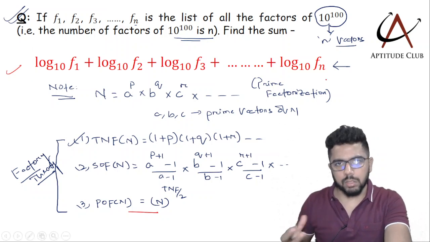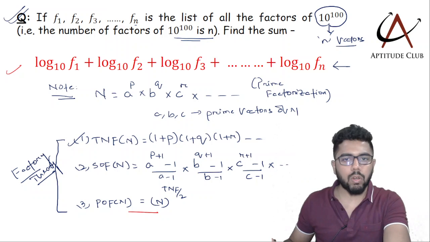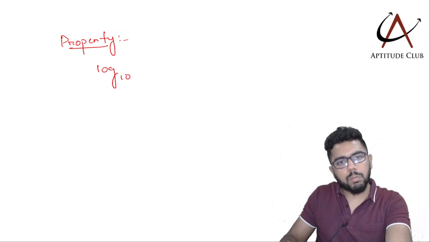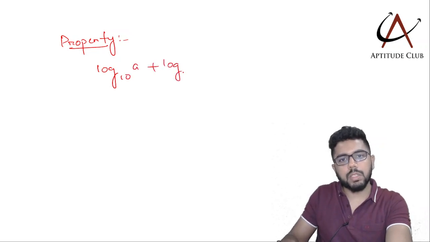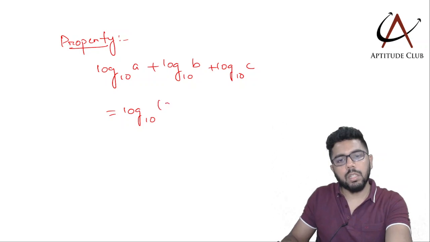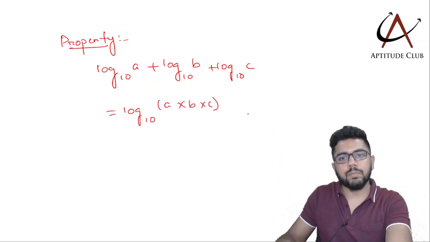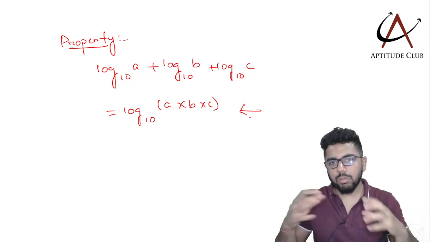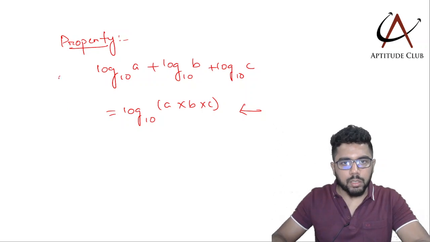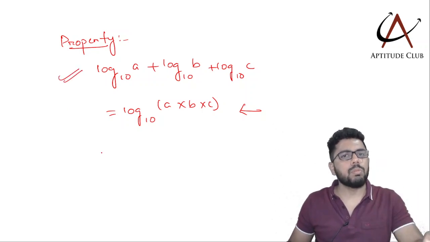Now to understand or to calculate this, again we need a few properties of log, and one basic property of log that will be used is this: if I am doing log to the base 10, any common base, log to the base 10 a plus log to the base 10 b plus log to the base 10 c, suppose, I can write it as log to the base 10 of a into b into c. So if logs are added, then their arguments can be multiplied. Very simple property, and this property is going to be used.